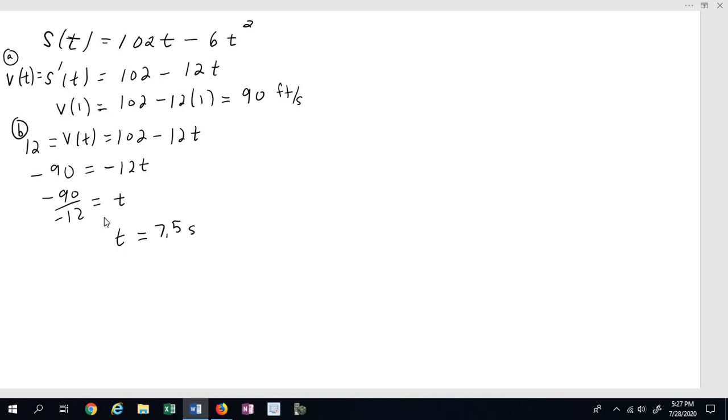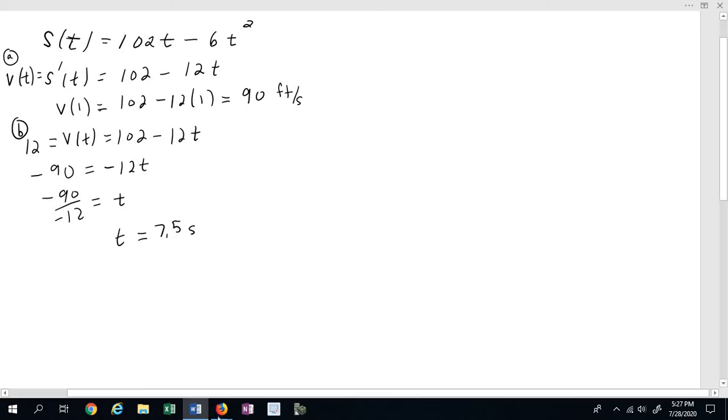Okay, so it takes, when t is 7.5 seconds, when you plug that into the velocity function, you're going to get 12 feet per second out. That's how fast the object is moving when t is equal to 7.5 seconds.